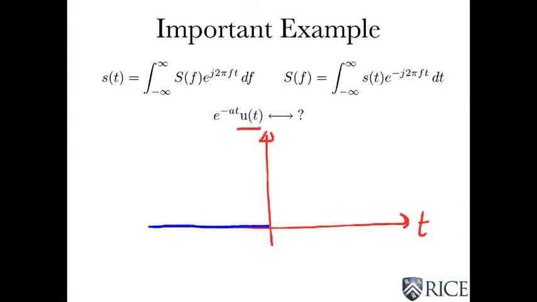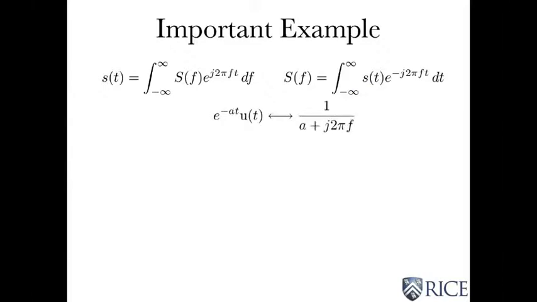For t greater than 0, the unit step is 1. So out here, we just get the decaying exponential. Okay, so a is positive in this case. To plug this into our Fourier transform expression, again, we're just going to integrate the exponential from 0 to infinity. And here's what we get for an answer. And I'll show you how to get that.